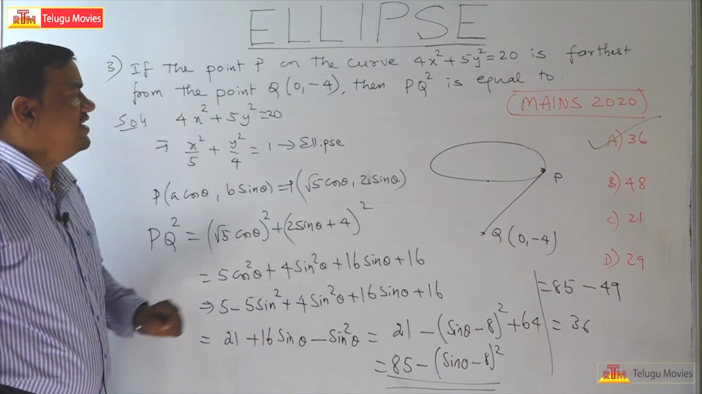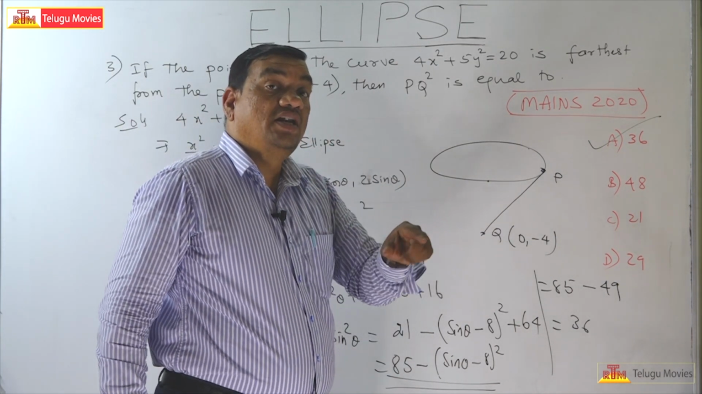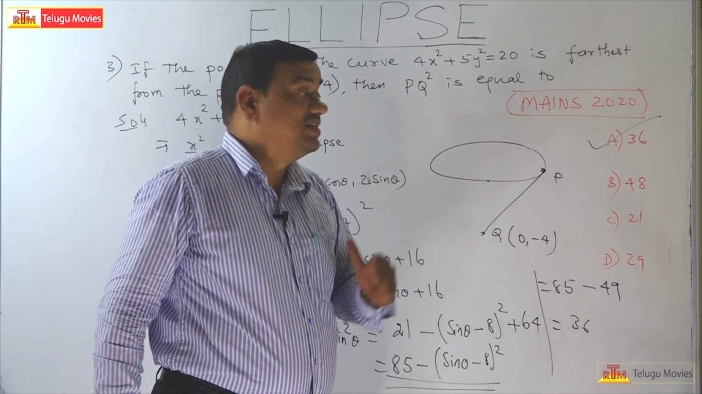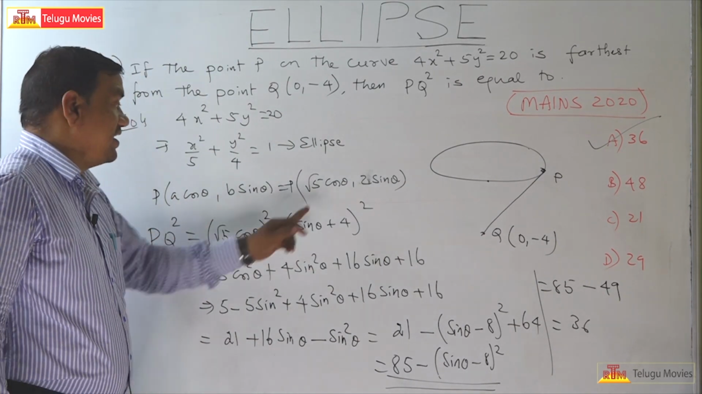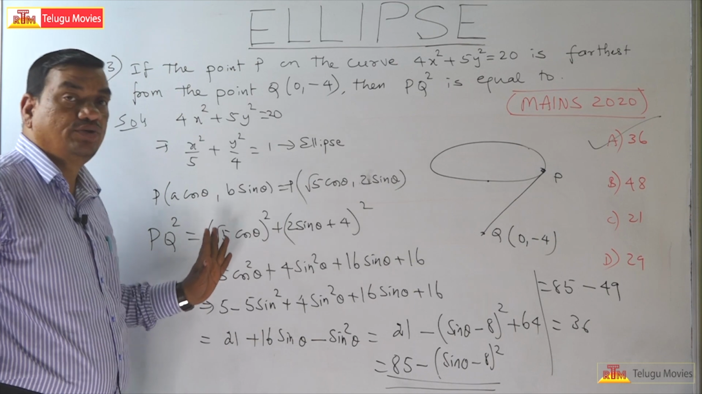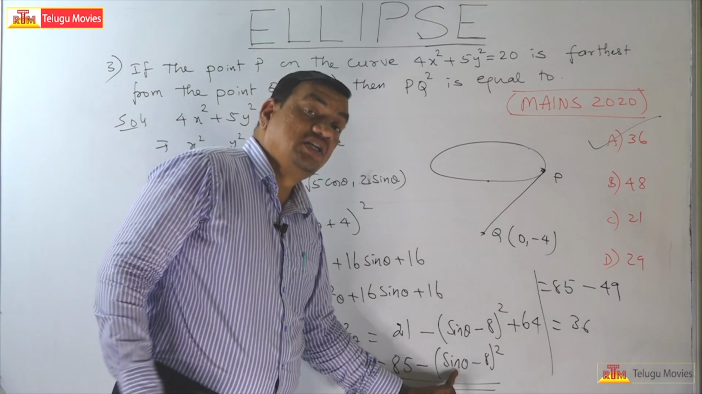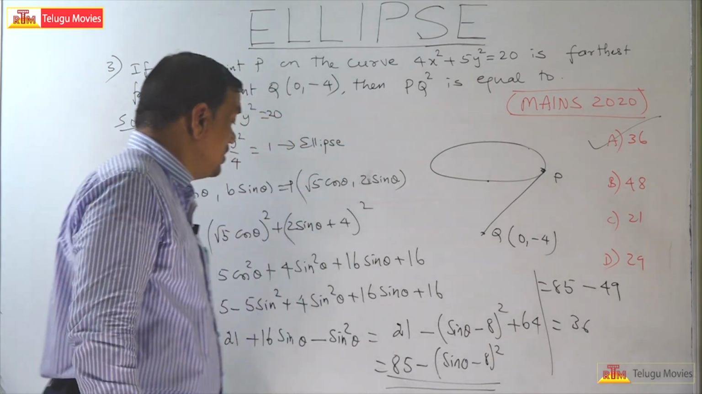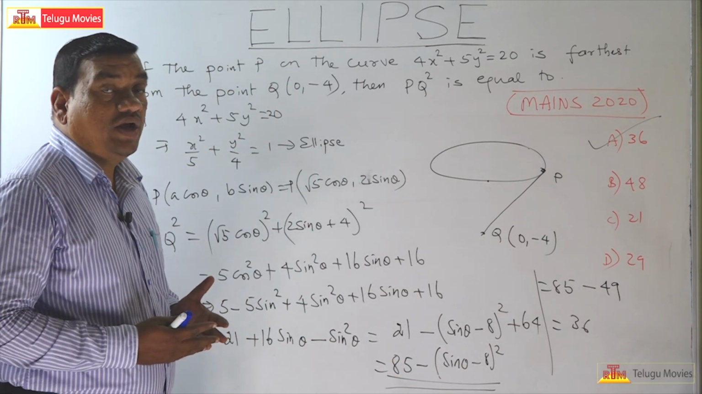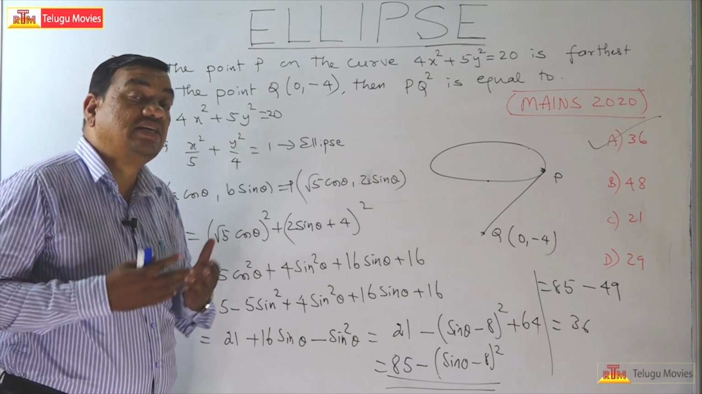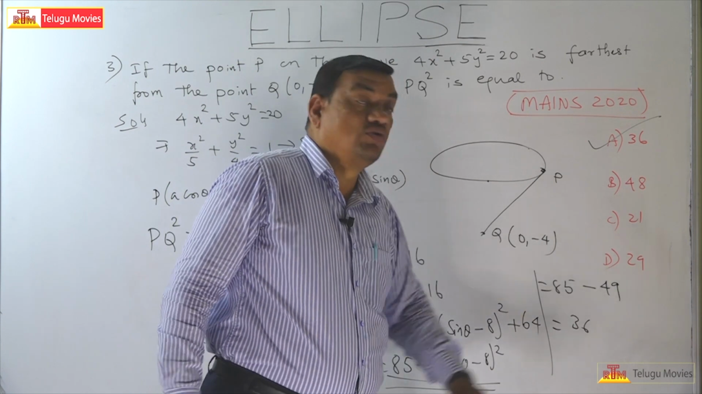Once again I am telling, it is very easy. Q is a fixed point. You are asked to find a point on the ellipse which is farthest, meaning maximum distance. So P is a general point, a cos theta comma b sin theta. I substituted and got PQ square, that is, x2 minus x1 whole square plus y2 minus y1 whole square. I got an expression in terms of only sin theta. That will become maximum when sin theta is equal to 1. I substituted 1 here, so 1 minus 8 is minus 7, whole square is 49.